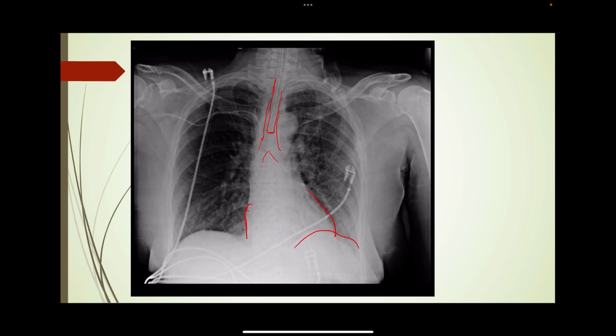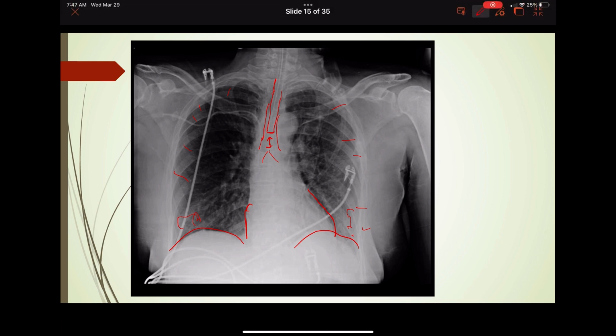D for diaphragms. E for everything else. Looks like they have good lung markings all the way out. Looks to be a little fluffy down here. That endotracheal tube looks to be probably about 3 centimeters above the carina. So I would be happy with that placement there. Lungs are fully aerated. So endotracheal tube with appropriate placement.